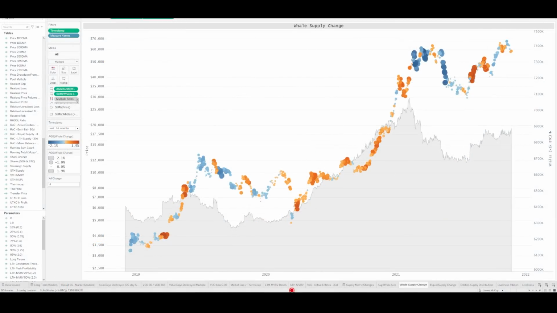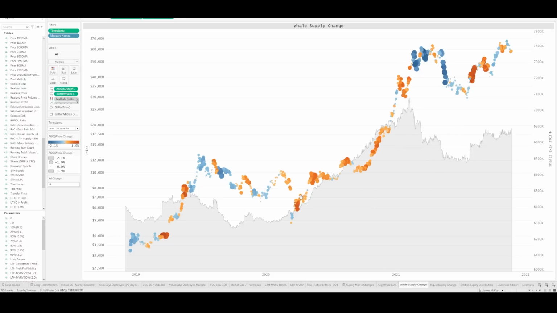So what we're looking at is the price chart overlaid with the 14-day change in whale supply. When you see red dots, that means that on a 14-day period, whale supply has been growing. When you see blue dots, whale supply is retreating or diminishing. This cluster of dots right here in December is when price was consolidating at 19.5K, just under the previous all-time high. This was the moment that price was coiling underneath the all-time high before the real breakout.